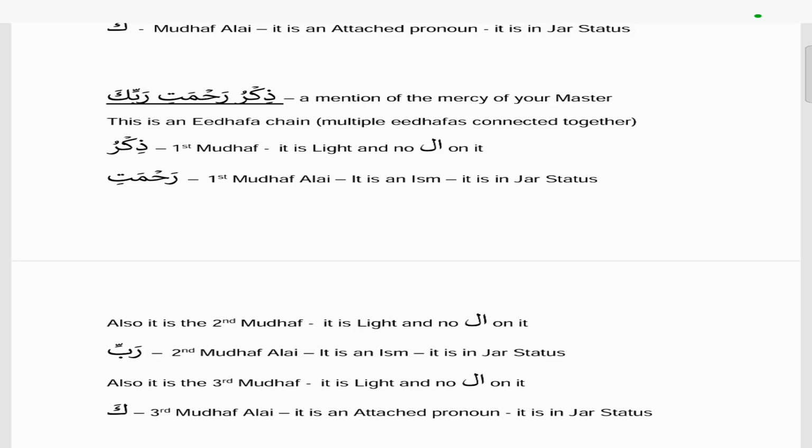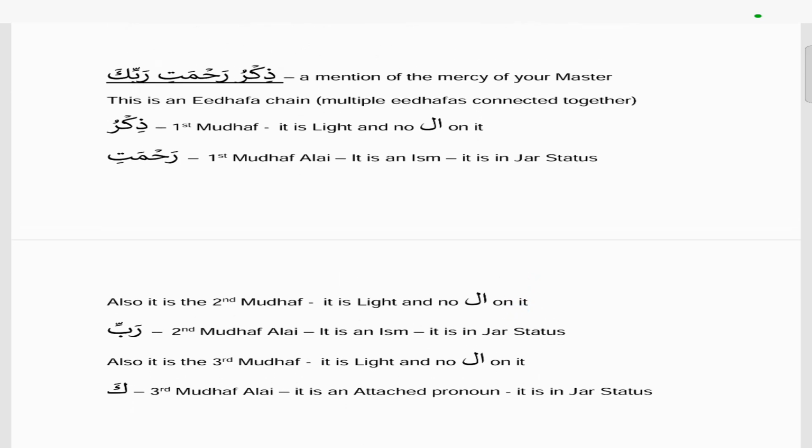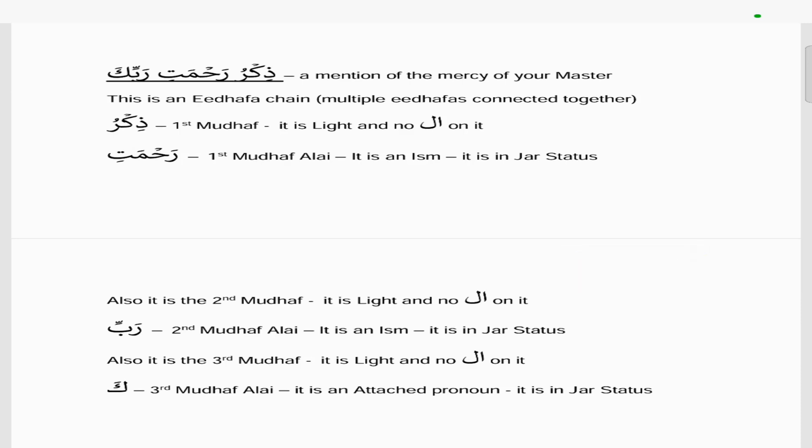Another example would be zikru rahmati rabbika. Now this is what we call an idafa chain, which is multiple idafas connected together. Zikru rahmati rabbika means a mention of the mercy of your master. So zikru is the first mudaf. You notice that it follows the two rules of the mudaf: it is light and it has no al on it. And in this case it is rafa status, but remember the mudaf can be any status. It can be rafa, it can be jar, it can be nasab, it doesn't matter.